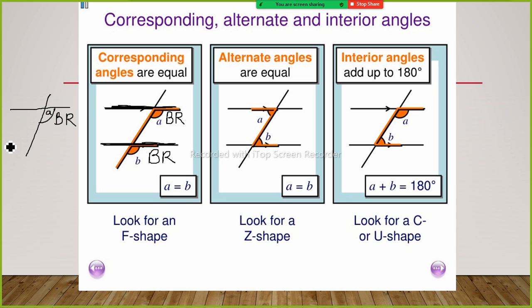Now I'm gonna do it again. I have another parallel line. This one is the top, this one is at the bottom. So if I do an angle here, let's call that B. This is at the bottom what? The bottom right. So angle A and angle B, we call them corresponding angles, and corresponding angles are equal to each other. So A is equal to B. Okay?